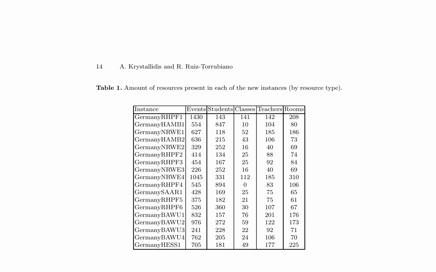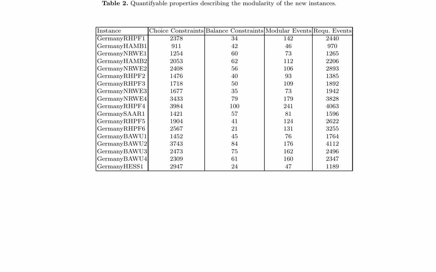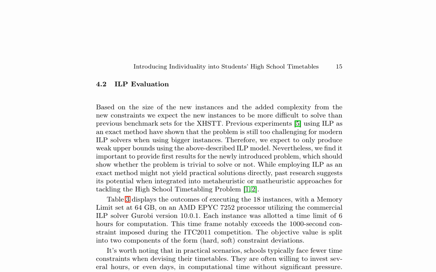The complexity is further increased by varying school sizes and proportions of modular events. Tables 1 and 2 provide statistics on the instances, including the number of events, students, classes, teachers, and rooms, as well as the number of choice and balance constraints, and modular events. The data aims to cover a wide range of possible instance spaces, with plans for future extensions to include more schools from across Europe.